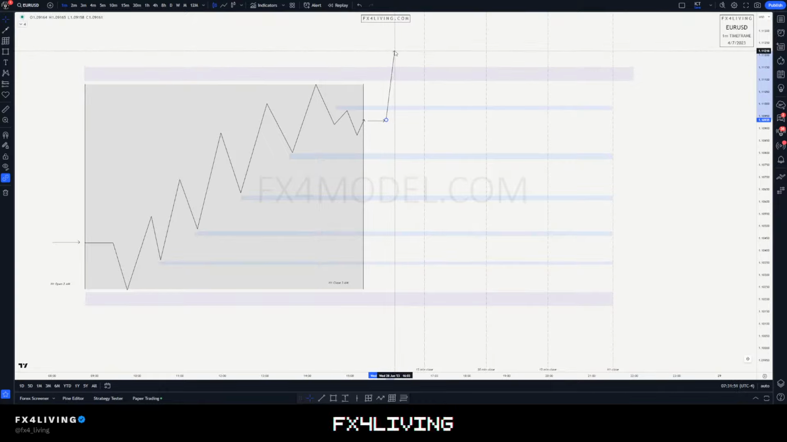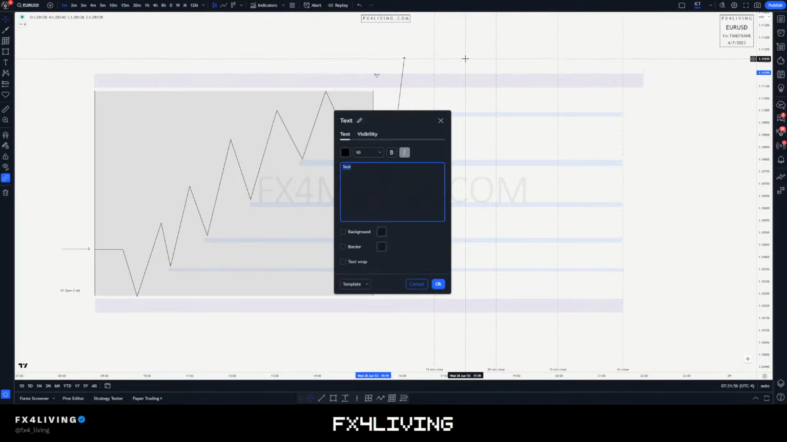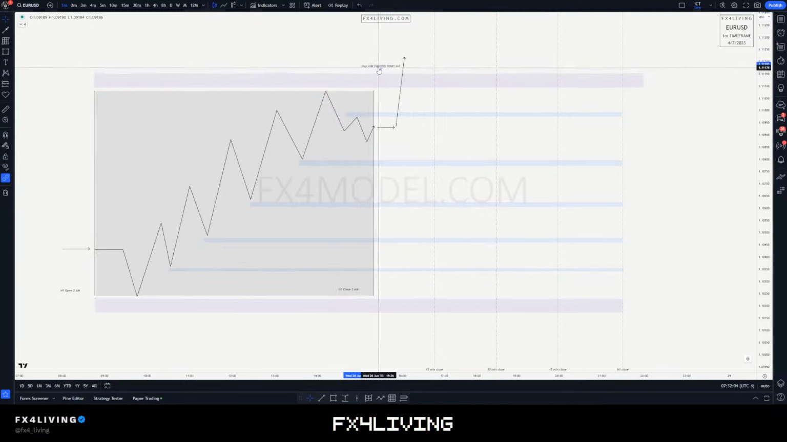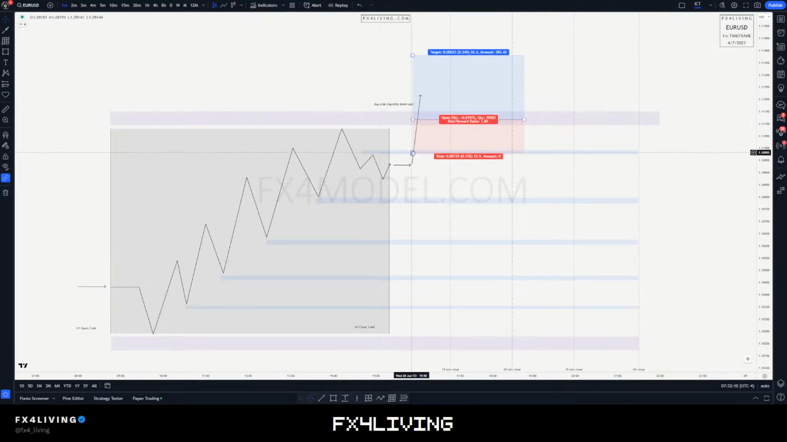If the price goes above this high, perfect. So what does that mean? Buy side liquidity taken out, right? I mean, buyers are activated. What does that mean exactly, right? That means all the orders above this high, right?